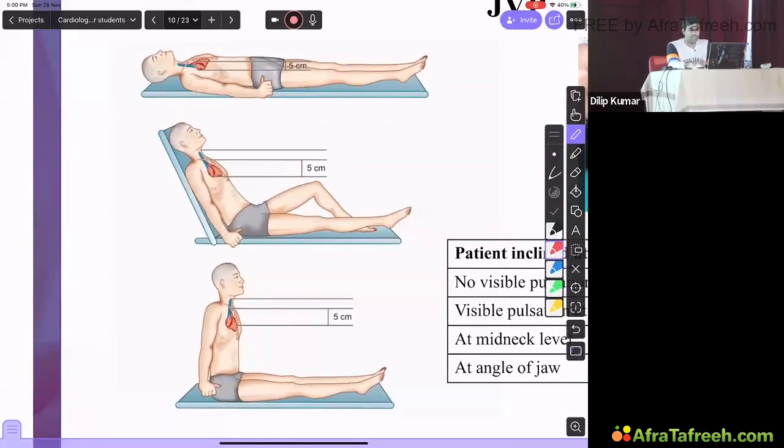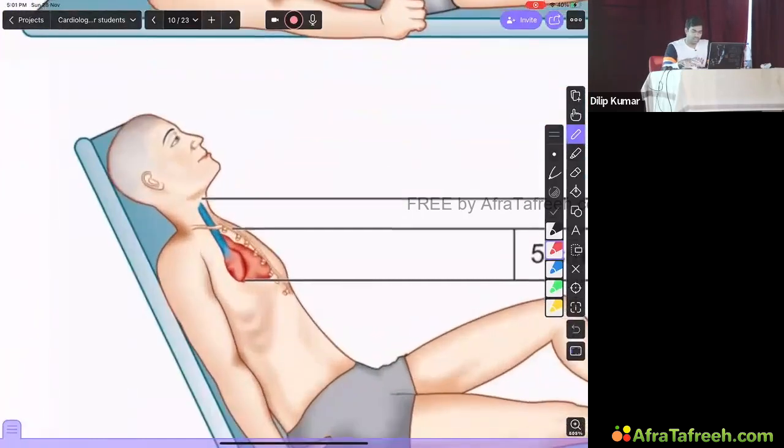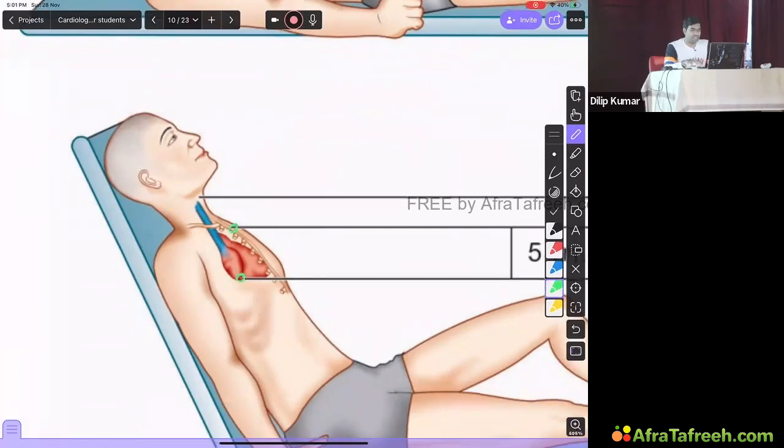What is shown here basically? The distance between the sternum and the right atrium. Here is the manubrium sterni. Here is the right atrium. And this association is fixed.